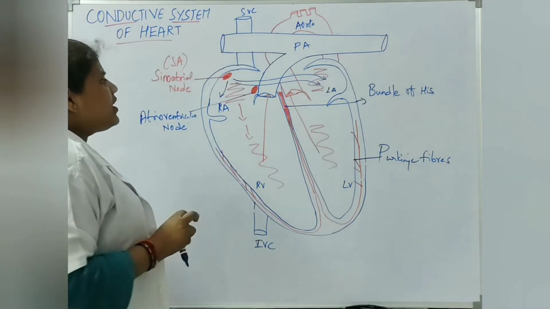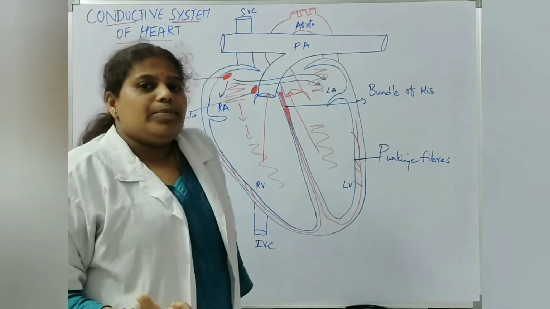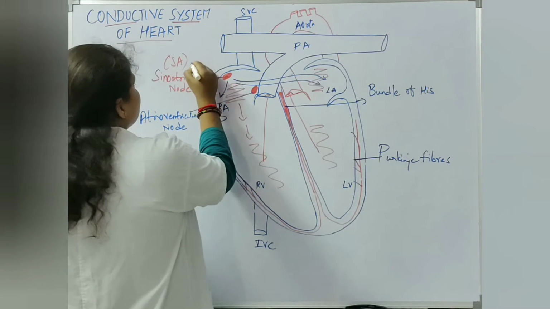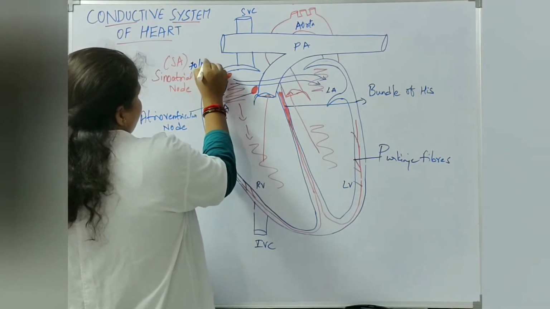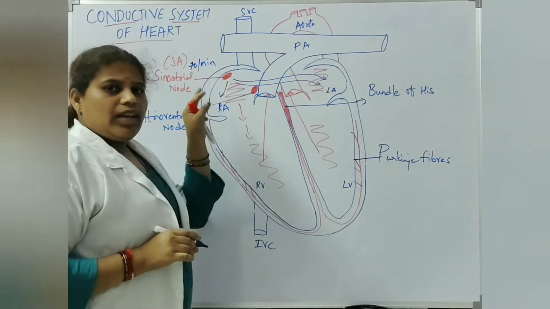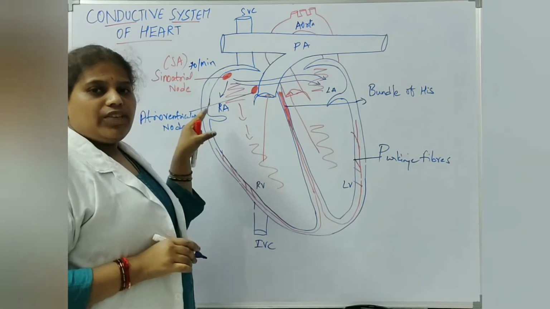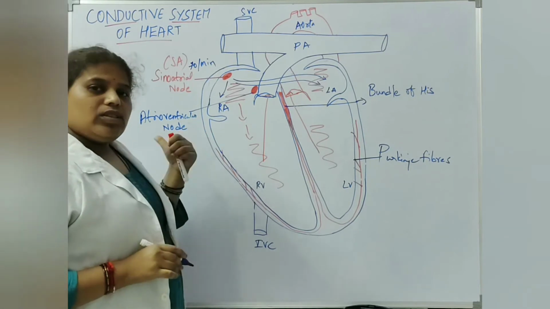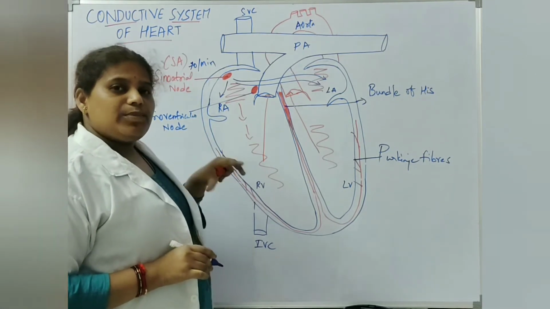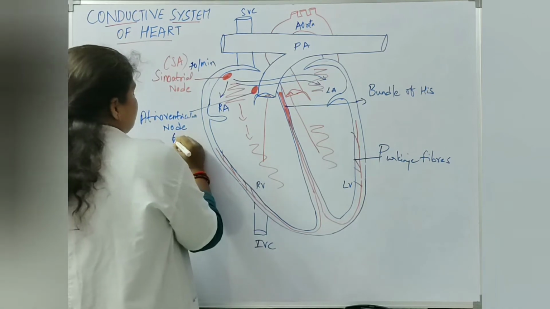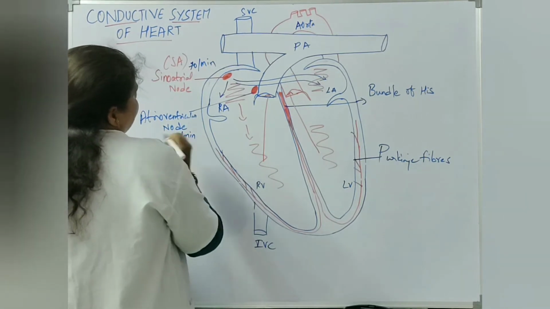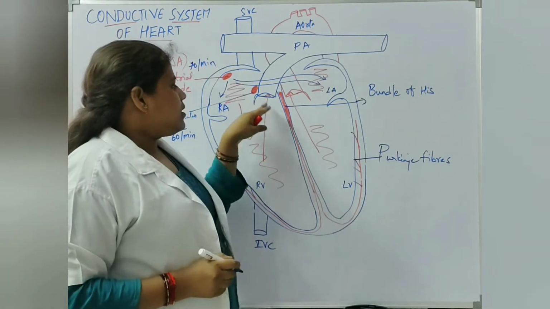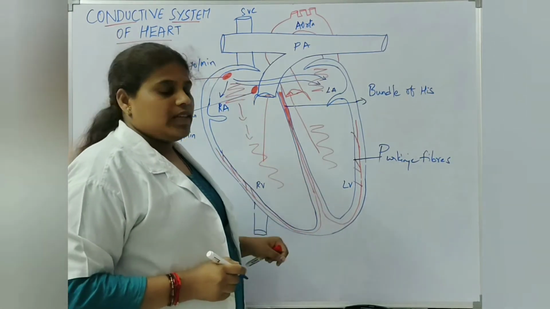Now we are saying that the SA node generates the impulses. How many impulses does it generate? It generates 70 impulses per minute. Not only the SA node generates impulses. We have another node, the atrioventricular node. It also generates impulses, but not as many as the SA node. It generates 60 impulses per minute. Okay, this is about the impulses and how the impulses are transmitted from the atria to the ventricles.